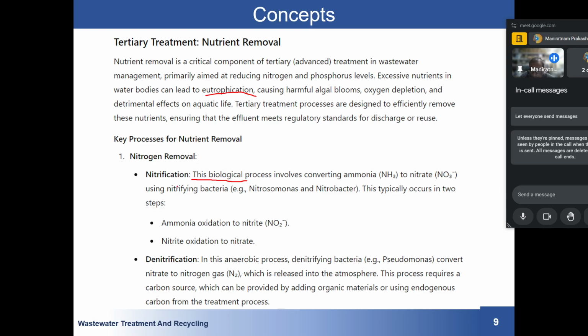Then we have denitrification, that is an anaerobic process, in the absence of oxygen. Denitrifying bacteria, that is Pseudomonas, convert the nitrate that has been formed here to nitrogen gas, which is released into the atmosphere. This process requires a carbon source, which can be provided by adding organic matter or using endogenous carbon from the treatment process.